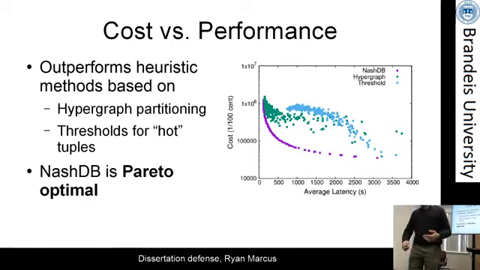Is there a simple way to see why NashDB has such a fine line without spread, where the others have so much spread in them, for latency?